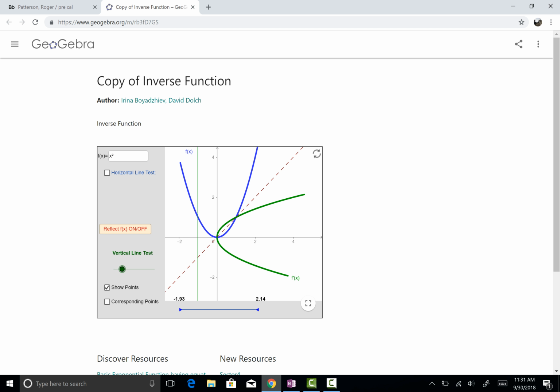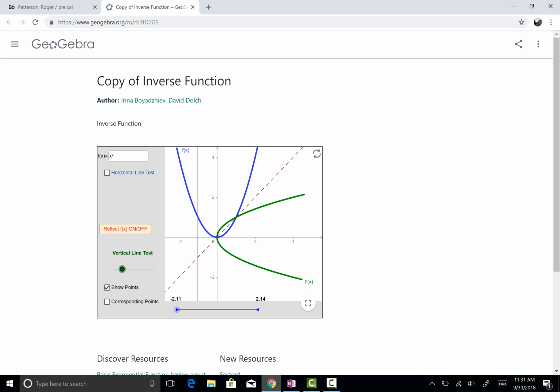Okay, so once you're there, we have a parabola, y equals x squared, and we have the reflection line, and then we have the inverse of it, right? So if I look at this inverse, I can change it to make it look a little different by changing the domain.